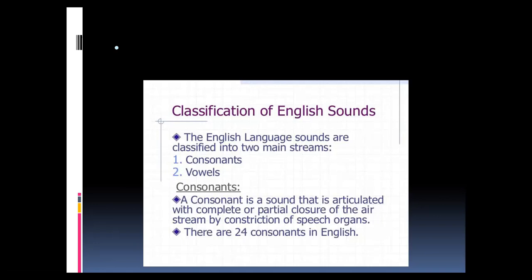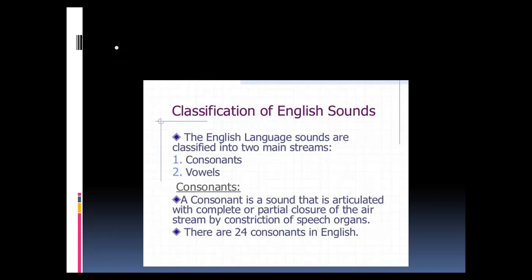Now no need to delay, let's start the video with the classification of English sounds. Now let's move on here. Especially the English language sounds are classified into two main streams. That is one consonant sound, another one is vowel sound. So generally consonant and vowel sounds are two different English sounds.